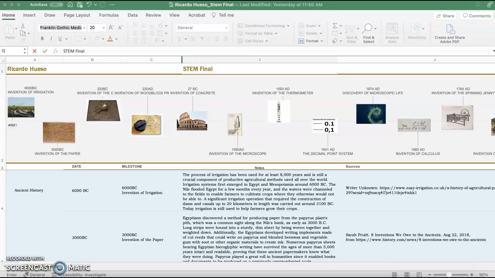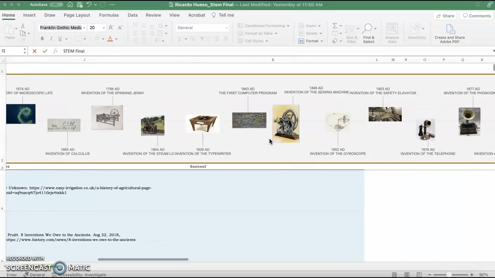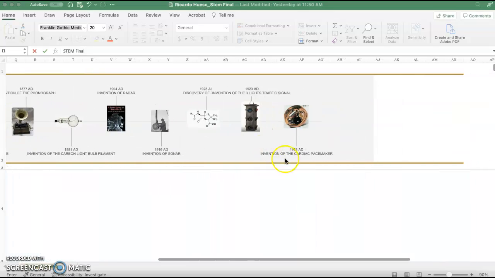Today we'll be discussing my final STEM project, or my timeline. At the very top, as you can see, is the timeline. I have it broken down by the different eras of ancient history, scientific revolution, industrial revolution, the rise of the university, and the information and space ages. At the very top, you can see it broken down. I've also added some pictures so you could see exactly what I am talking about, or what invention or discovery it is. And if you just keep scrolling all the way to the pacemaker.